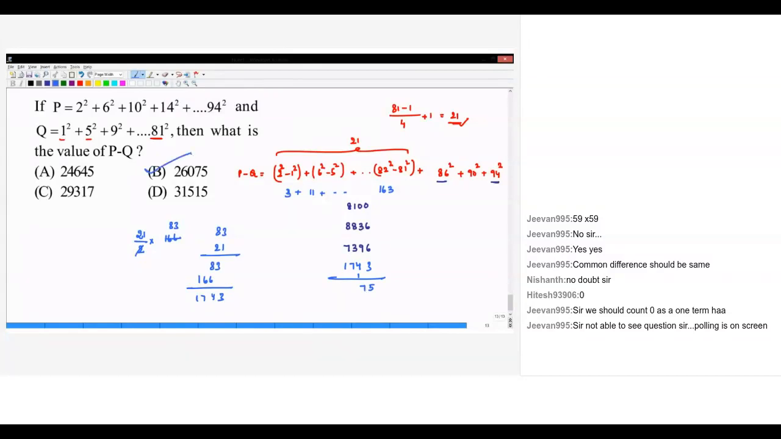Last two digits are enough, so you can say your answer as 26075. You can just do approximation also, right? It is around 9,000. It is around 17,000. 9,000 plus 17,600. It is like 26,600. Sorry, 26,000.